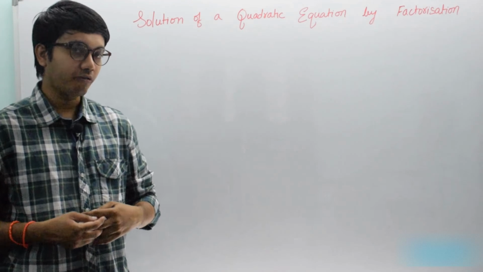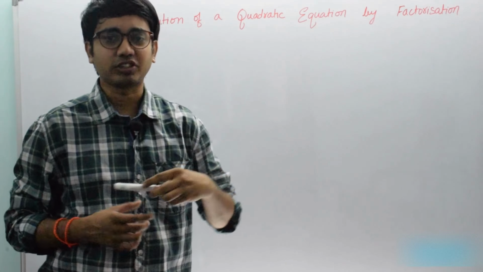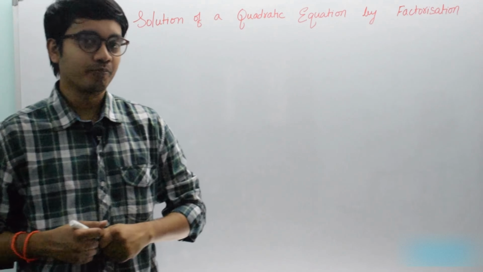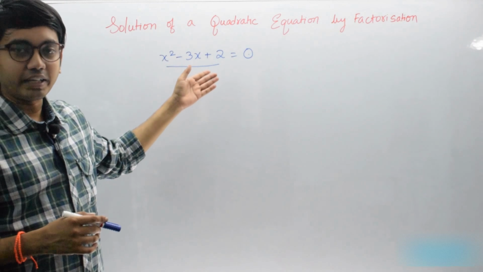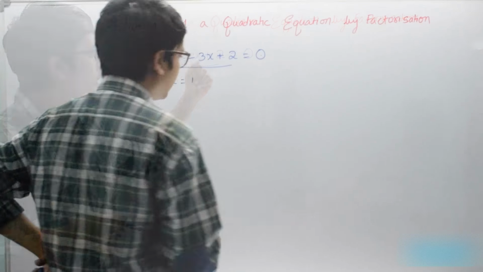Now let's discuss factorization. What is that? Solution of a quadratic equation by factorization. So let's start with a root of a quadratic equation. Now consider the quadratic equation x square minus 3x plus 2 equal to 0.